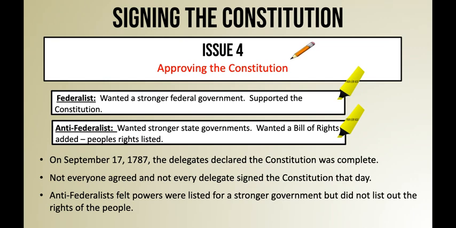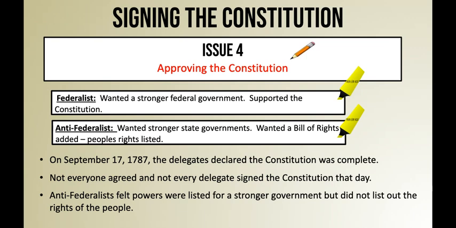The two groups of people that stood out were the Federalists, who wanted a strong federal government. They supported the Constitution. They were happy about that. The Anti-Federalists wanted stronger state governments. And the biggest thing that they wanted was a Bill of Rights, so that the people would have individual rights specifically listed in the Constitution.